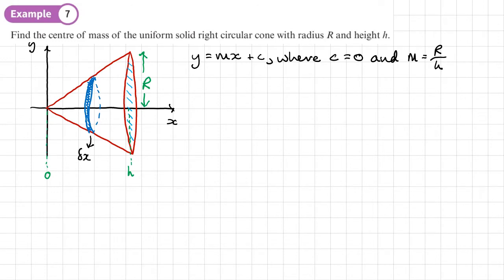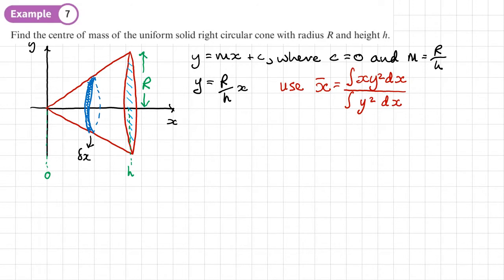So that gives me the equation of the boundary, the outline of this, and also what's going to give me the height of one of those discs, y equals r over h x. Now I can just plug that into the formula to give me the centre of mass in the x direction. And the limits, I know there are no limits on here, but the limits we need to put in are going to be 0 and h.